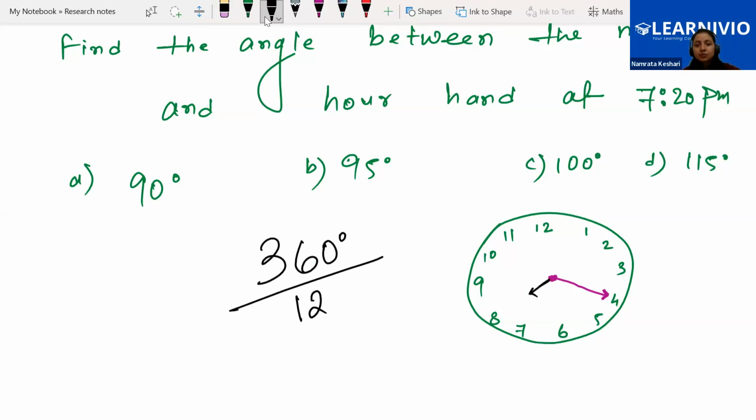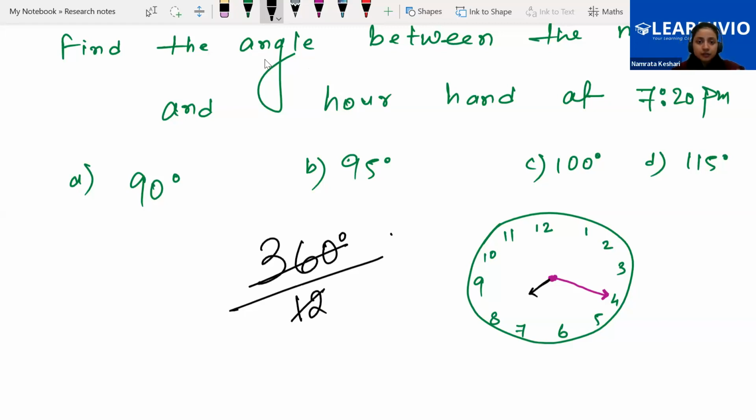Yes or no? Yes, ma'am. Okay, if now the time is accurately 7, again it will be 7 after 12 hours, right? Yes, right, ma'am. Alina? Okay, so just a moment, let me check whether this approach will work or not.